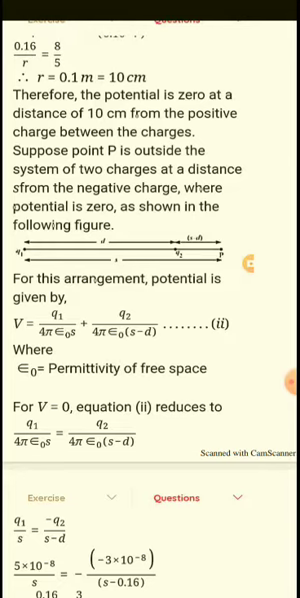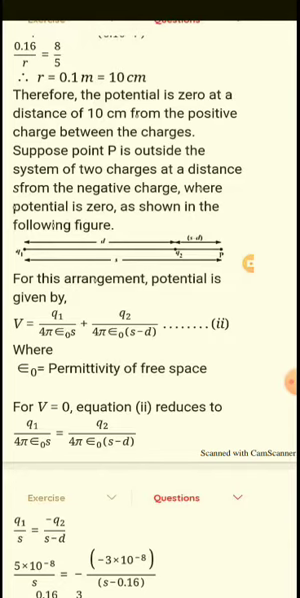The next step will be Q1 divided by S, because 4 pi epsilon naught and 4 pi epsilon naught will get cancelled. So the remaining thing will be Q1 by S is equal to minus Q2 divided by S minus D. Here in the previous step itself, minus is missing. So Q1 by 4 pi epsilon naught S is equal to minus Q2 divided by 4 pi epsilon naught into S minus D. If you substitute the values of all these things, you will get the answer as 2 by 5, which means S is equal to 0.4 meter.